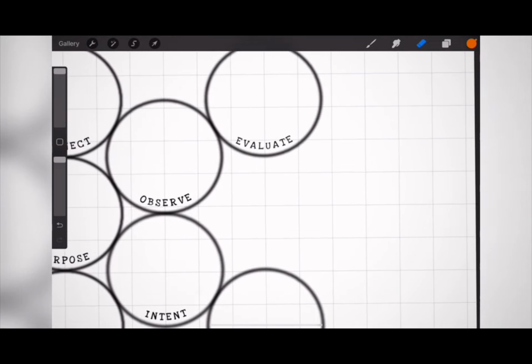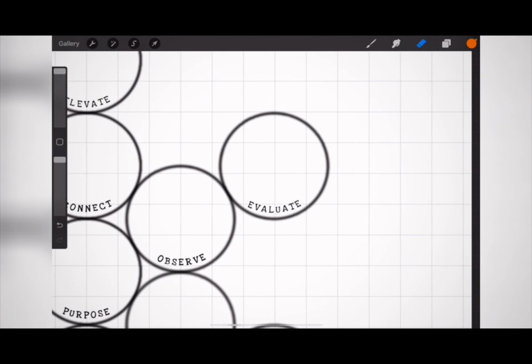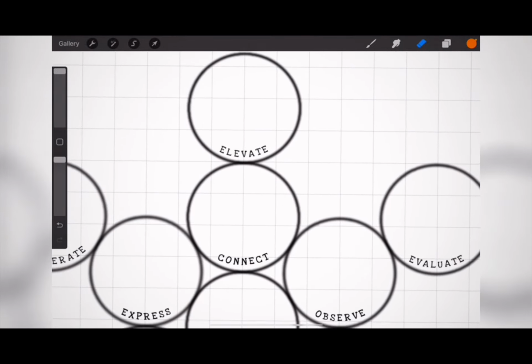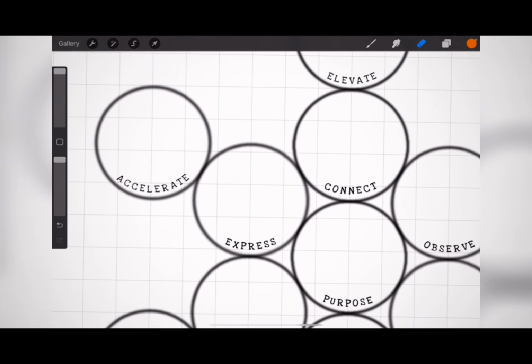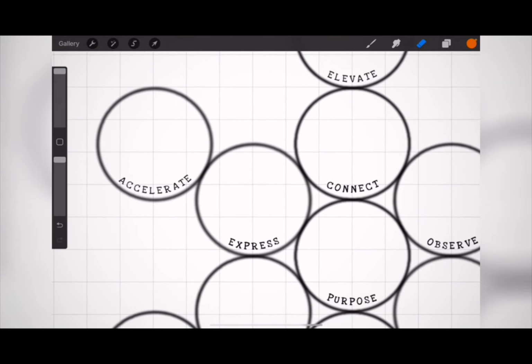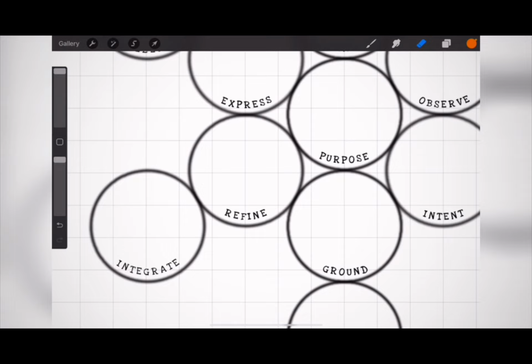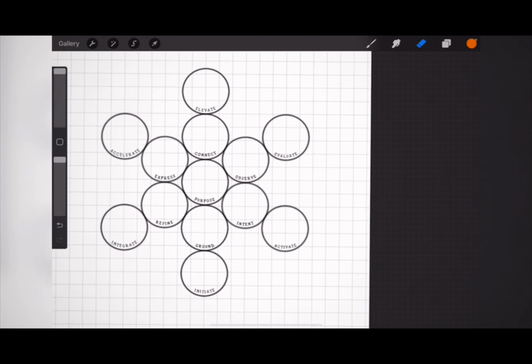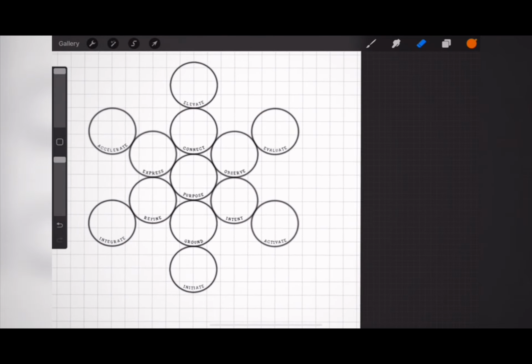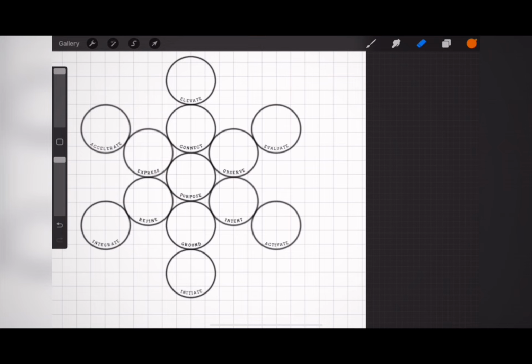Then we come up off of observe and we have evaluate. Off of connect, we have elevate. Off of express, we have accelerate. And then off of refine, we have integrate. So we have 6 more potentials that come off of the inner potentials of the seed words. All of these relate back to the purpose in the center.